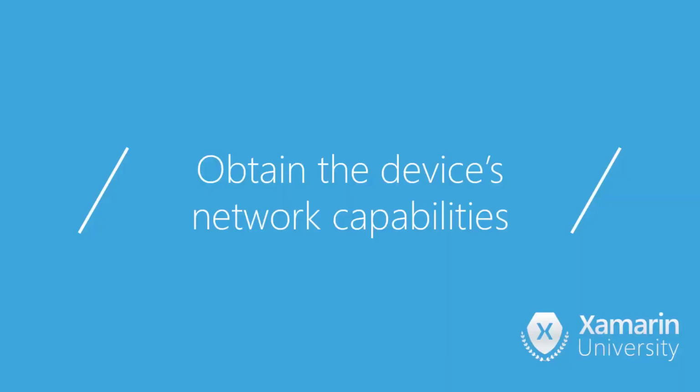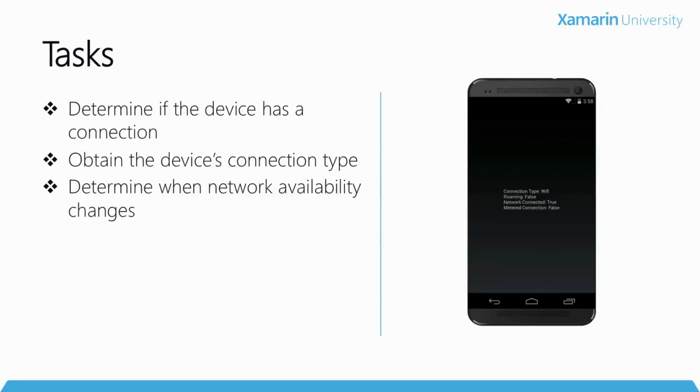Our first step is to figure out the type of network connection the current device is using, if any at all. We'll discuss what the various connection options are for a mobile device and how we can programmatically check to see which connection type the current device is using. We'll also discuss how to monitor for network connection changes within the app.